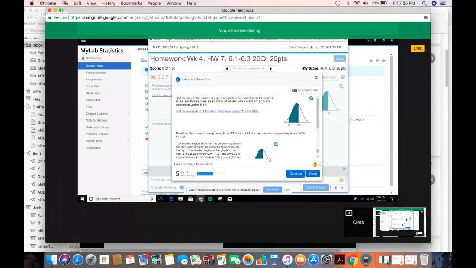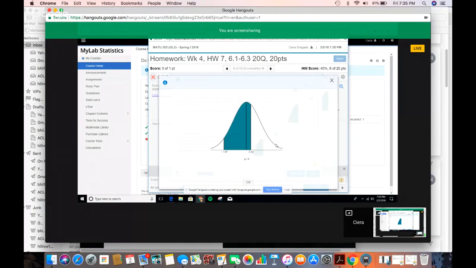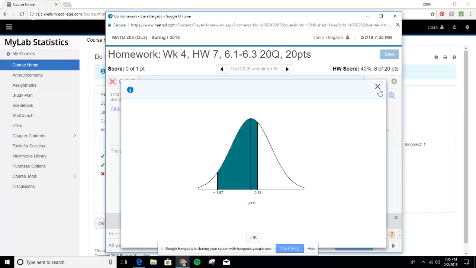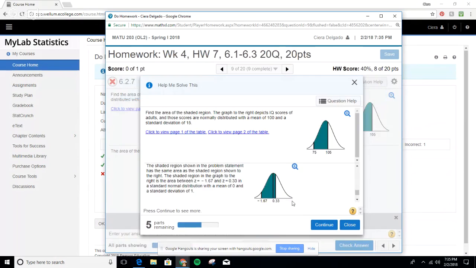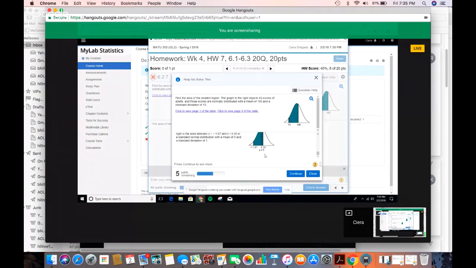Don't ask about z-scores. Don't even ask me why they exist, because I have no idea. Yeah, I don't know how they created those. Who knows? All right, so let's look here.